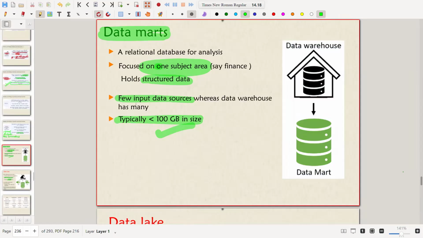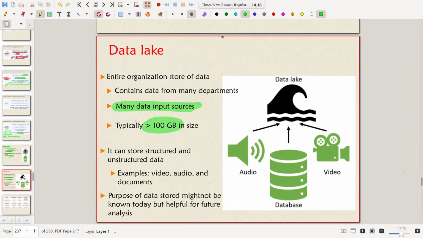Remember that in a data mart, you were storing only structured data, whereas in a data lake, you are storing both structured and unstructured data. For example, you can have audio, video, as well as Excel files or database files, right? So this is one of the important differences.